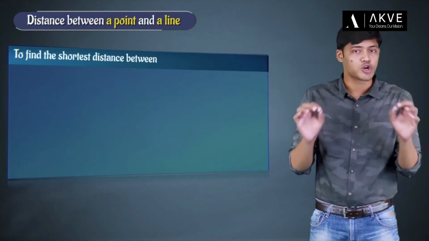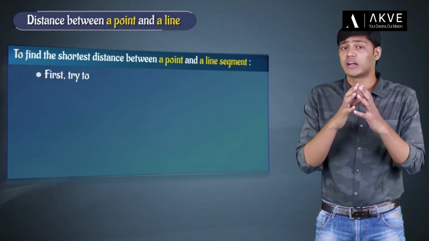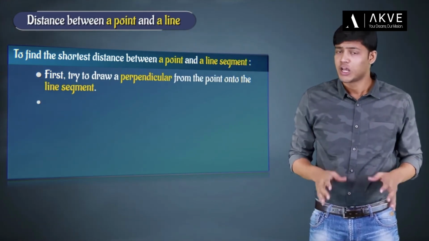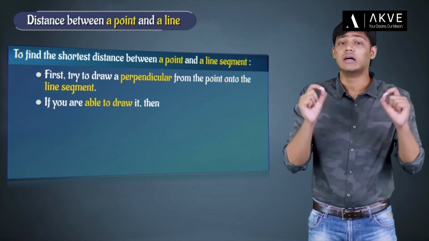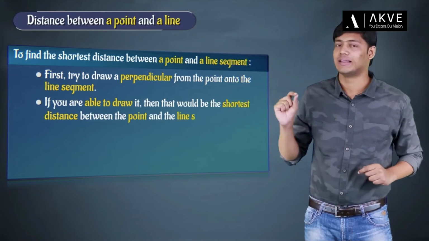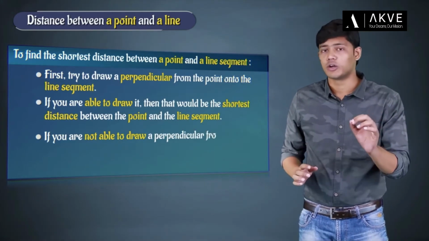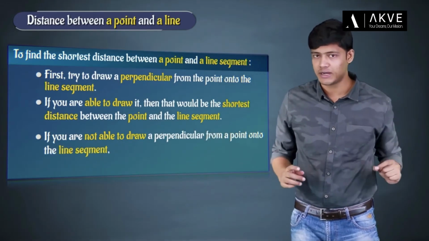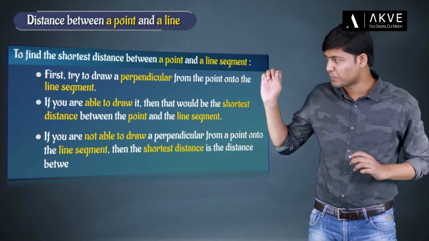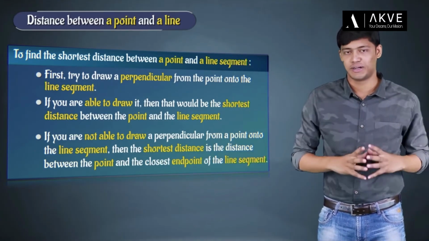So, to find the shortest distance between a point and a line segment, first try to draw a perpendicular from the point onto the line segment. If you are able to draw, then that would be the shortest distance between the point and the line segment. If you are not able to draw a perpendicular from the point onto the line segment, then the shortest distance is the distance between the point and the closest end point of the line segment.